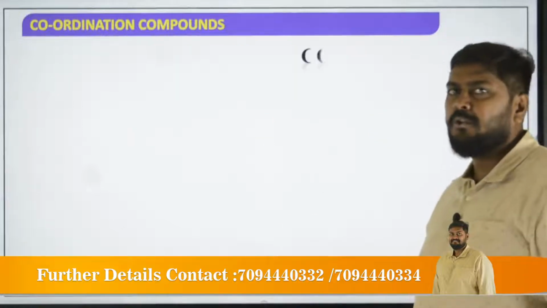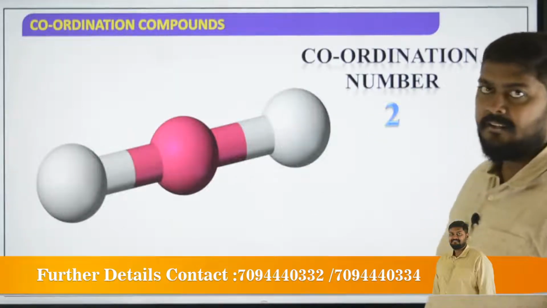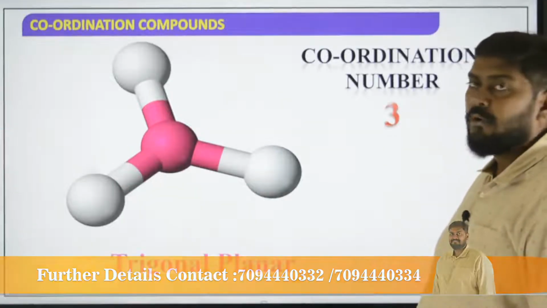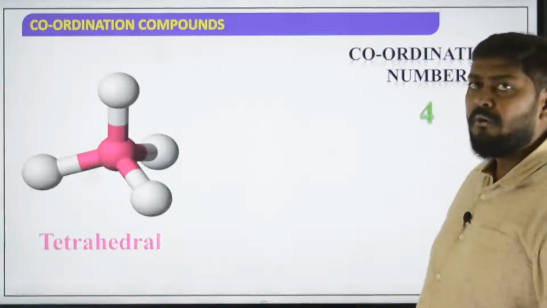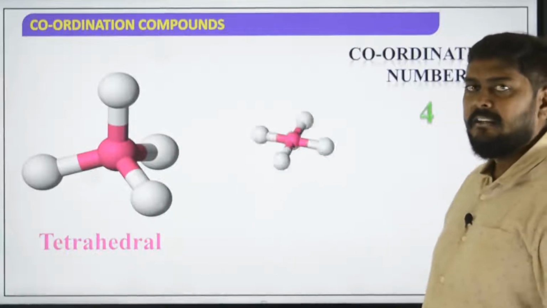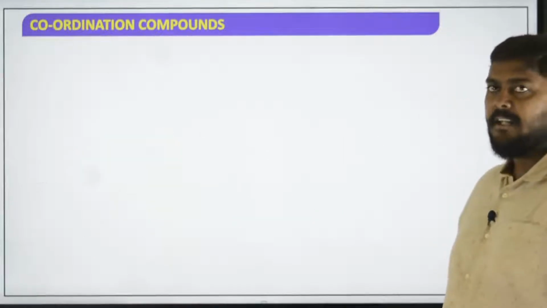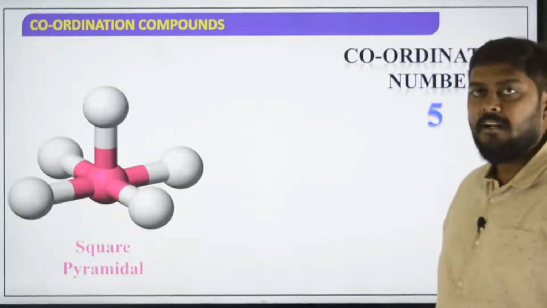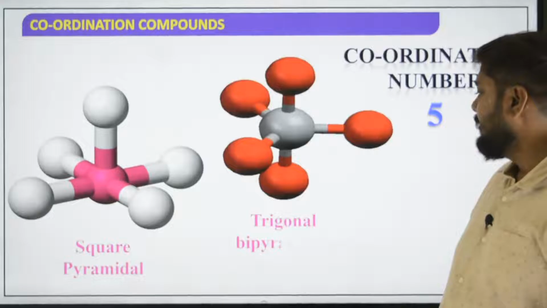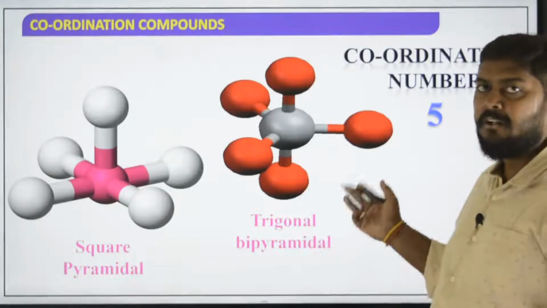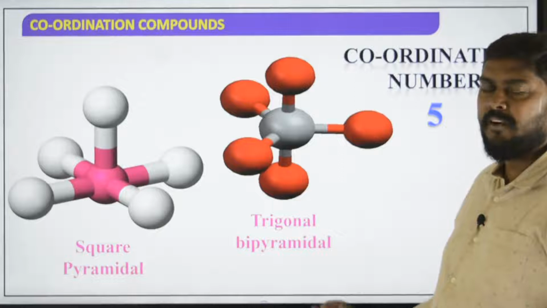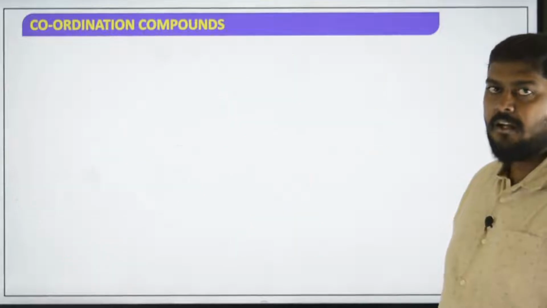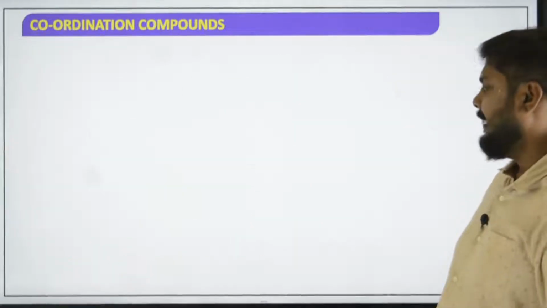When the coordination number is 2, we know the shape: it will be linear, right? When the coordination number is 3, it will be trigonal planar. Coordination number 4 will have two shapes, one is tetrahedral, the other one is square planar, right? Coordination number 5 can have two shapes, one is square pyramidal, the other one is trigonal bipyramidal, and coordination number 6 will have octahedral.